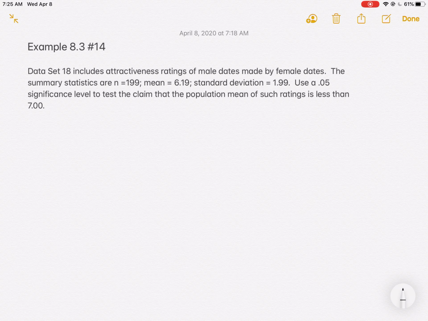Alright, here we are in section 8.3, and the process has not changed at all. The only thing that's changed is the nature of our claims. Our claims are no longer about proportions, they're about the mean. And so we'll have to use the context appropriate formula in order to do that. But the first steps, in fact, all steps are exactly the same.